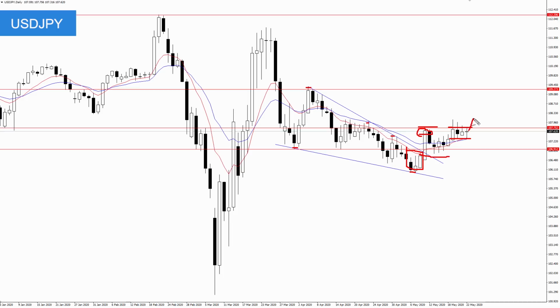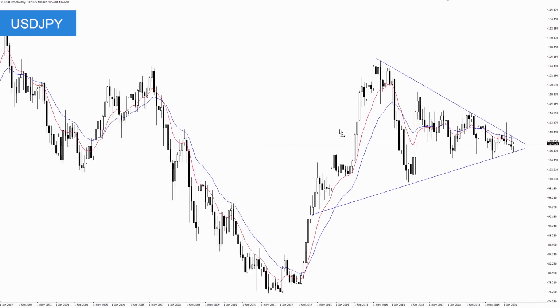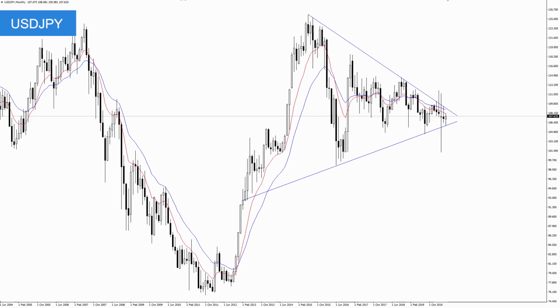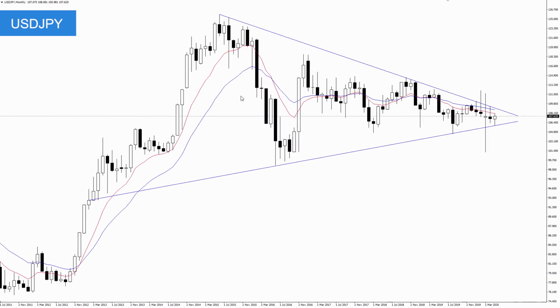So if we do get a close above 107.80 this week, that would expose the top of this falling wedge back here at 109.30. Now, support does come in at some of these recent lows from last week, and if we get through that, 106.90 would be exposed. And just like the EURUSD, keep in mind too that 109.30, the top of that wedge pattern, is actually right around the top of this multi-year wedge.